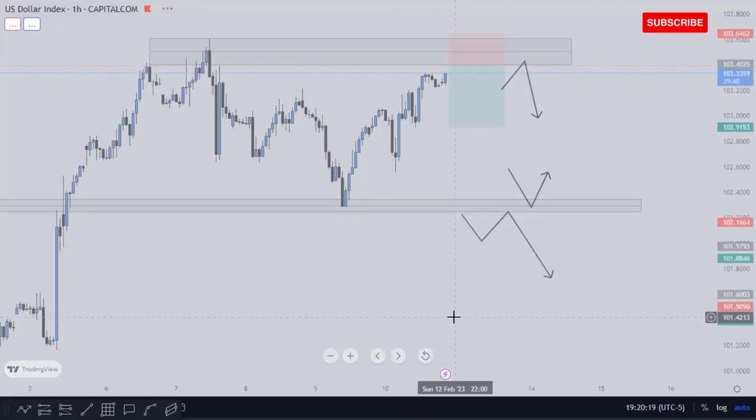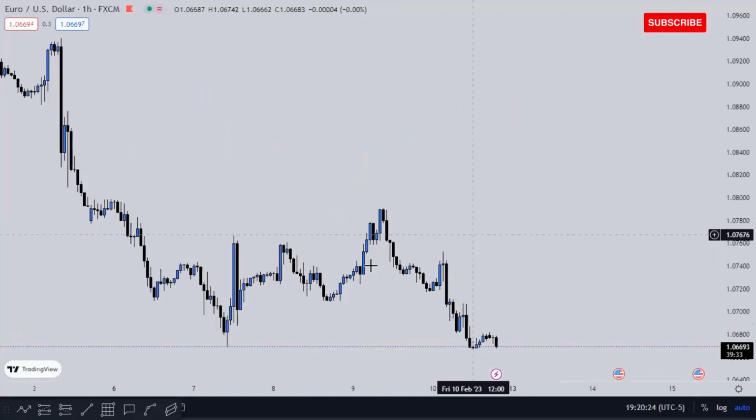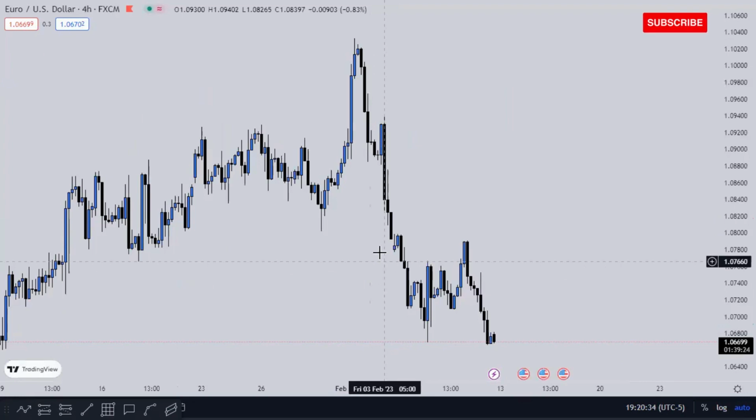So now we are looking at the euro dollar. This is the euro USD. And here we're just going to go straight to the 4-hour time frame because price is not really clear. So we have to go up to the 4-hour time frame so we can see the overall price.